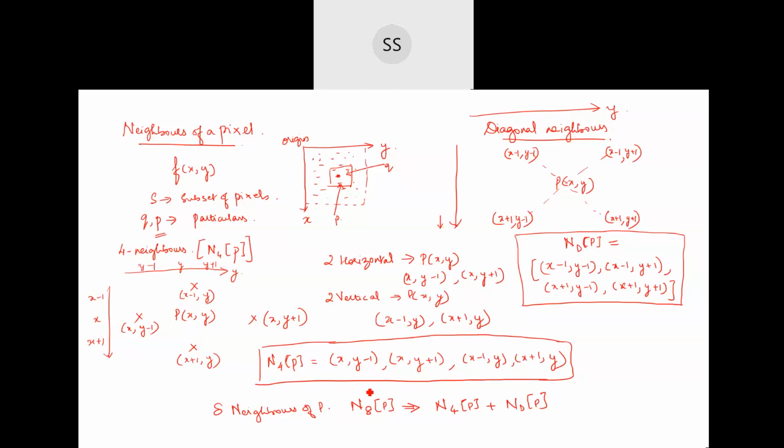This is the third terminology that you need to know. You should know the four neighbors of P, the diagonal neighbors of P and how they are represented, and the eight neighbors of P. Now, once this much is clear, let us look into the connectivity or adjacency, the adjacent ones.